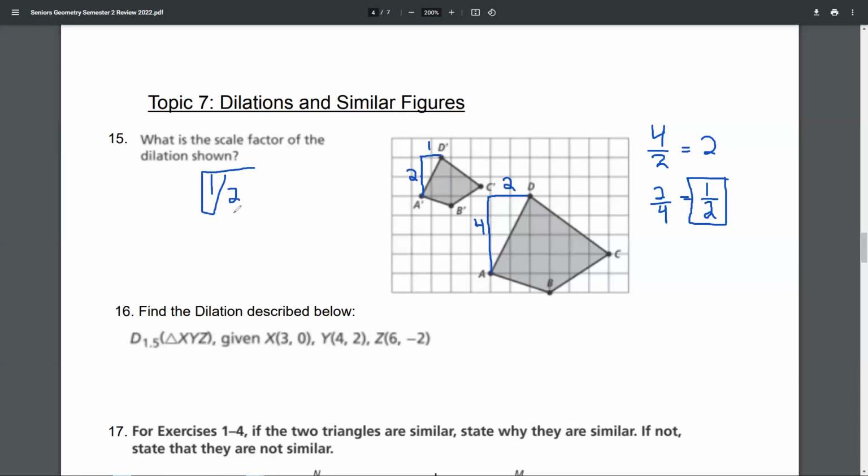Okay, it's half as big. Our new one, the A prime, B prime, C prime, D prime, is half as big as the original. All the points would also be half as far away from the center of dilation. The center of dilation would be somewhere up here.